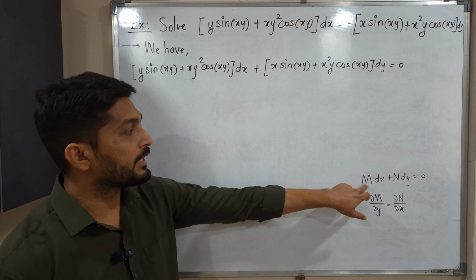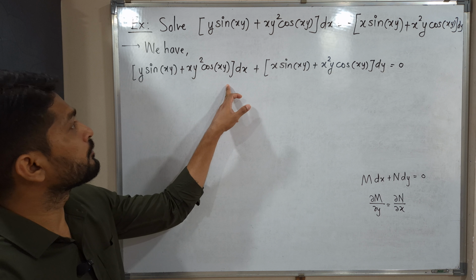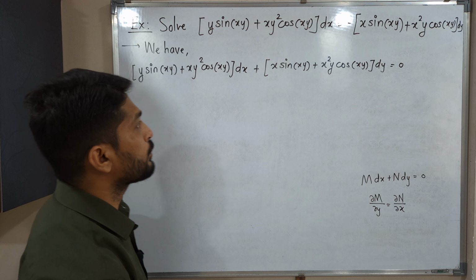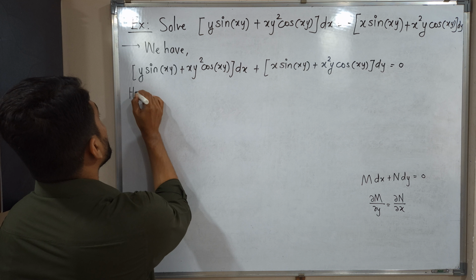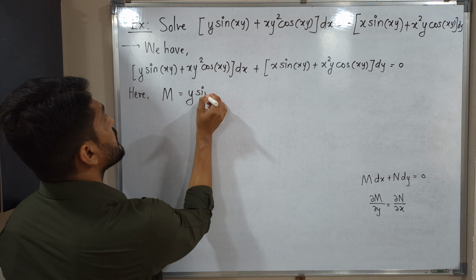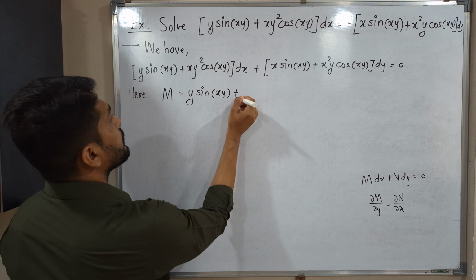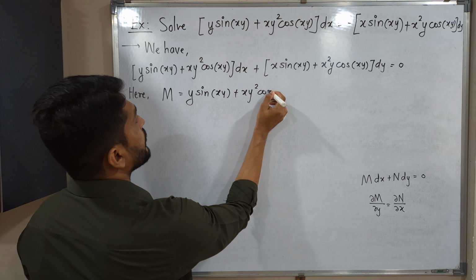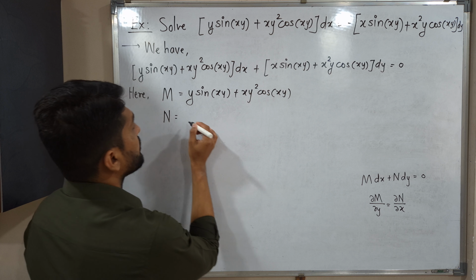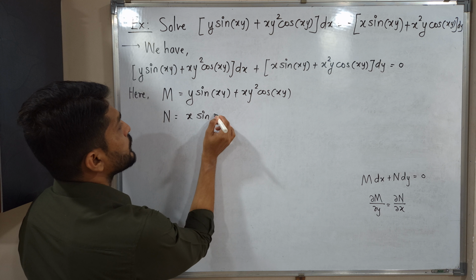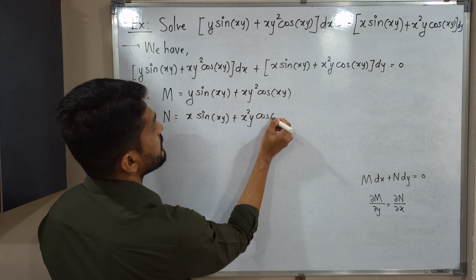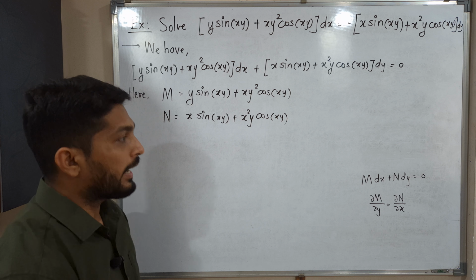The multiple of dx is our M, and the multiple of dy is our N. So let me mention what my M and N are. Here our M is y sin xy plus xy square cos xy. My N is x sin xy plus x square y cos xy. So now I got my M and N.